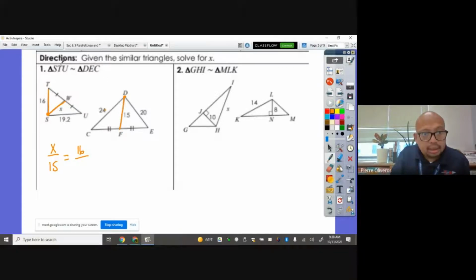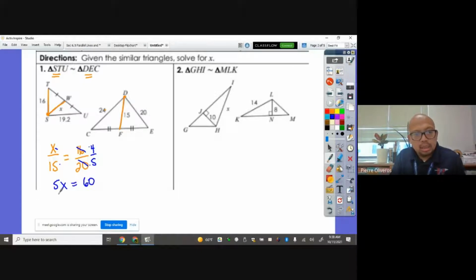For me to be right, TS are the first two letters of the similarity statement, so I'm going to go with the first two letters, which is also DE. So this should be over 20. And I can simplify 16 and 20. Both of them are divisible by 4. So 4 over 5. And I can cross multiply. X times 5 is 5x. 4 times 15 is going to be 60. So X equals 12. Kaboom. Very simple, right?